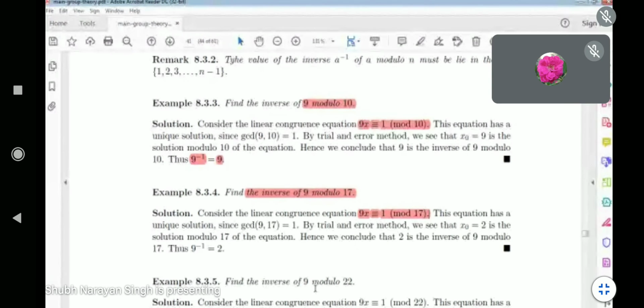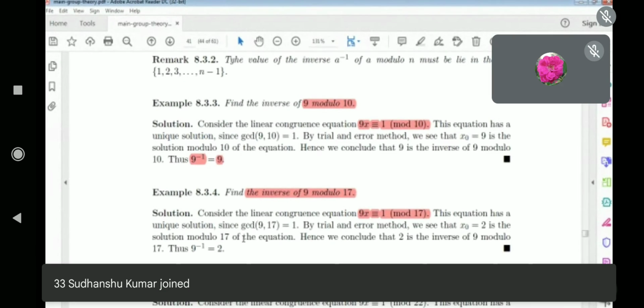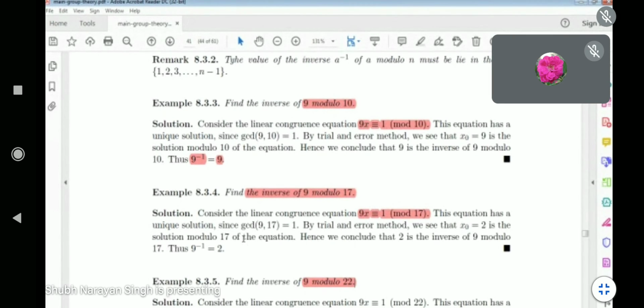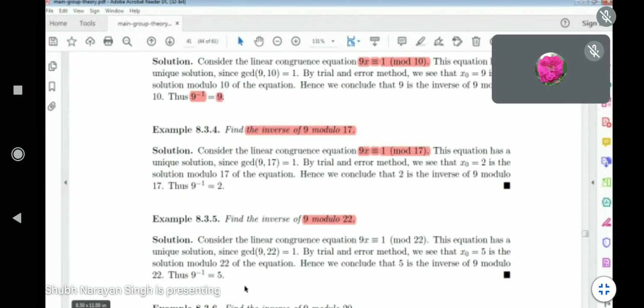Now, can you tell me what is the inverse of 9 modulo 22? 5, sir. So you are considering the equation 9x congruent to 1 modulo 22. If you take x equal to 5, 9 into 5 is 45, minus 1 is 44, and 44 is divisible by 22. Good, your answer is correct. So the inverse of 9 modulo 22 is 5.